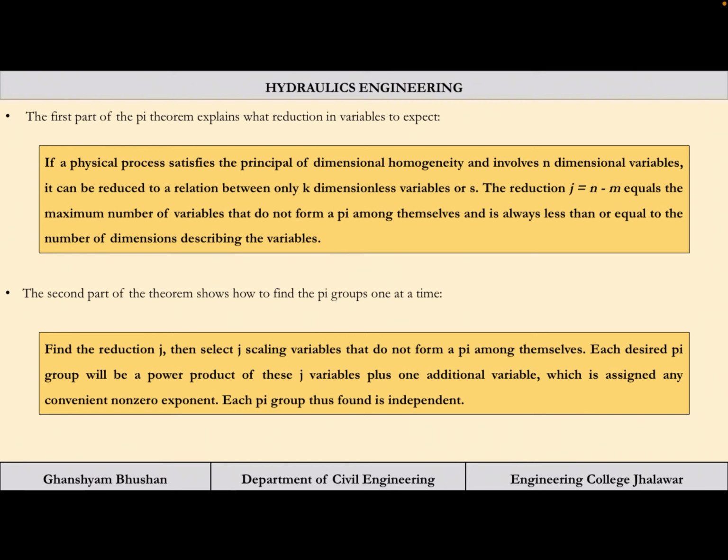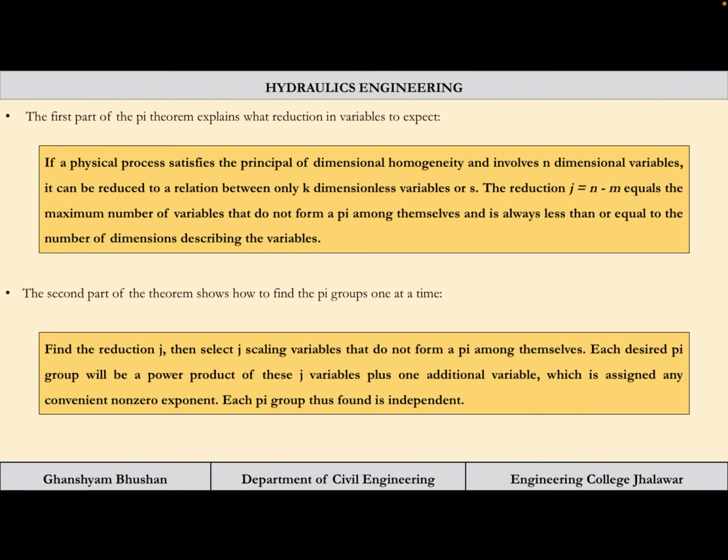Maximum it can be 4 in fluid mechanics. So j will become 7 minus 3, then it will be 4. If m is equal to 4, then 7 minus 4 will be 3. So it will be 3 or 4. Then we have to select j scaling variables that do not form a pi group themselves. Each desired pi group will be a power product of these j variables plus one additional variable, which is assigned any convenient non-zero exponent. Each pi group thus found is independent.